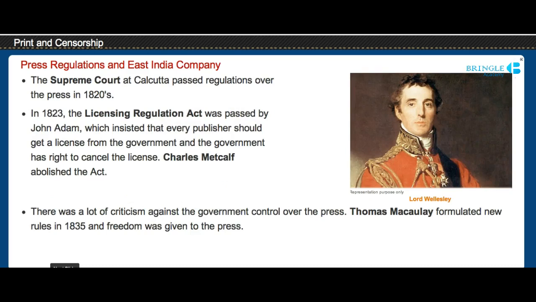The Calcutta Supreme Court passed regulations over the press in the 1820s. In 1823, the Licensing Regulation Act was passed by John Adam. According to that, every publisher should get a license from the government. There was a lot of criticism against the government control over the press.